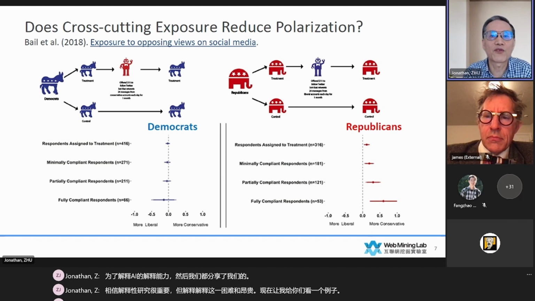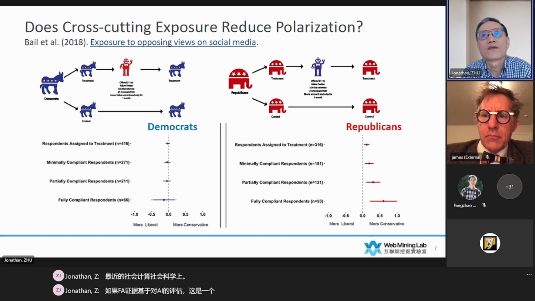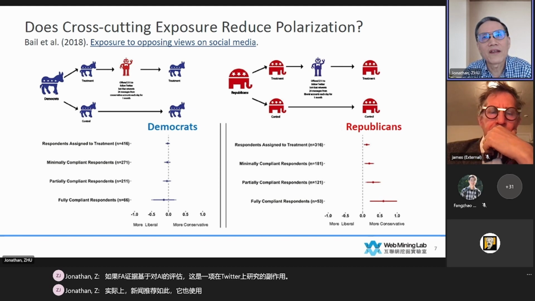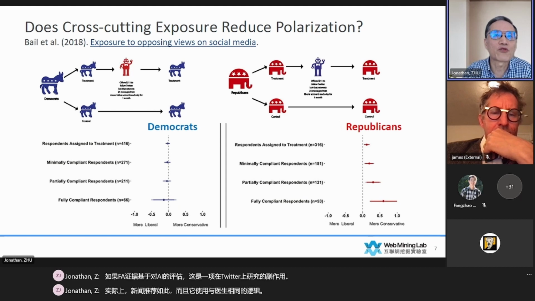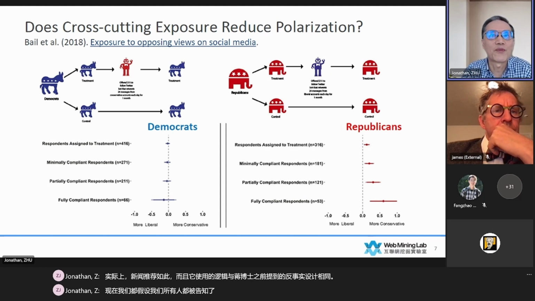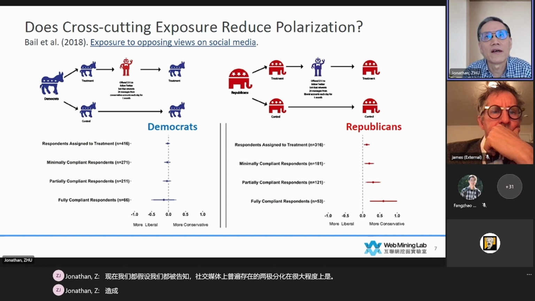Now, let me just show you one example from recent computational social science on evidence-based evaluation of AI. This is a study on Twitter to study the side effects of news recommendations. And it also uses the same logic as Dr. Zhang previously mentioned, counterfactual design. Now, we all assume, or we all have been told that the widespread polarization on social media is largely caused by the information echo chambers.